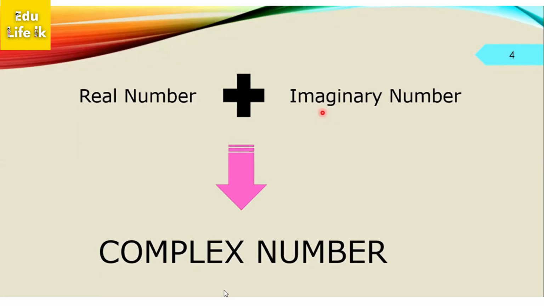Doing the algebraic things with complex numbers is what we call complex analysis. Complex analysis means dealing with complex numbers, doing the mathematical or algebraic activities with them. To make a complex number, you have to add a real number and an imaginary number.